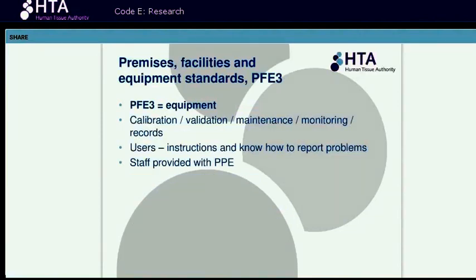And then finally, PFE3, that's the last in this group. The overarching theme here is really about equipment, and the standards underneath this theme focus in on making sure that essentially that equipment is maintained and calibrated appropriately, and that users know how to use that equipment and know how to report problems, and that staff are provided with appropriate personal protective equipment. And the guidance notes that support the standards under this PFE3 include good practice principles on equipment being appropriate for use, and things such as having a system to renew items that are no longer serviceable.